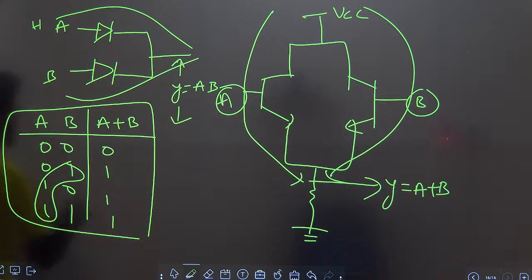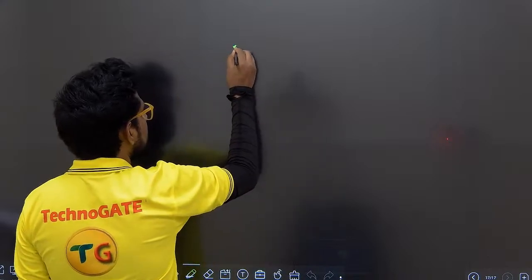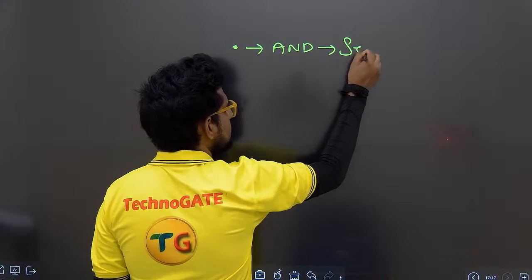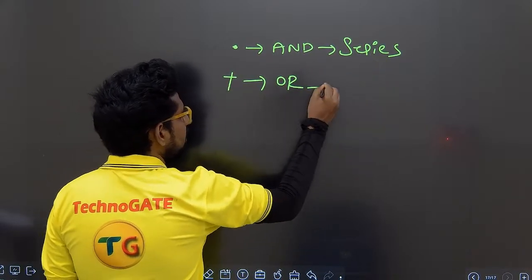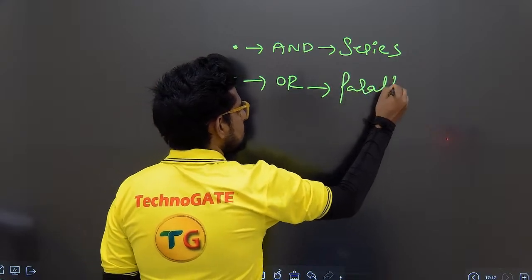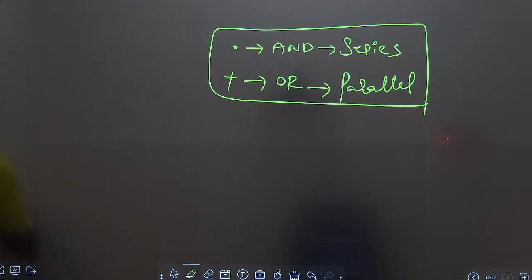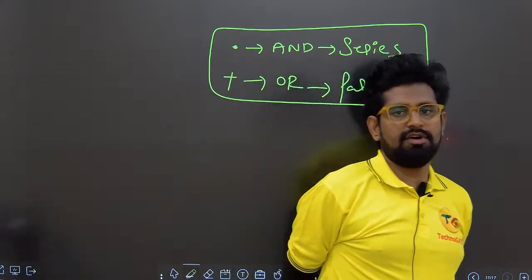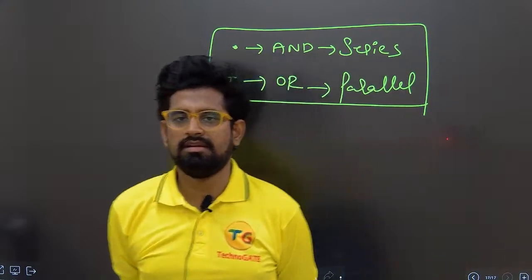Note down this. So here you understood one logic: multiplication means AND, things are in series. Plus means OR, things are in parallel. This is the logic we came across here. Okay, note down this. Now we'll discuss the next gate.